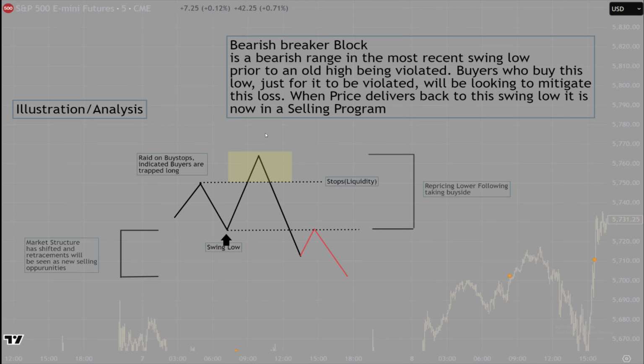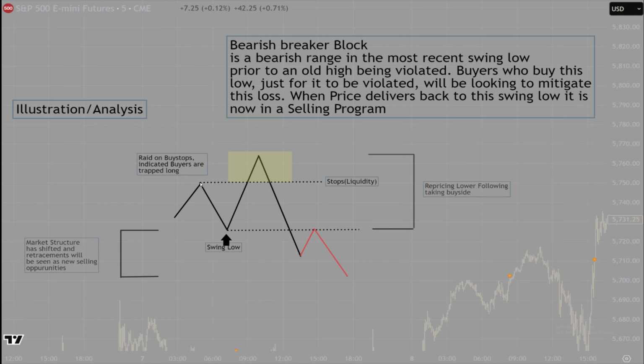So a bearish breaker block is a bullish range, the most recent swing low prior to an old high being violated. Right here. Buyers who buy this low, just for it to be violated later, will be looking to mitigate this loss when price delivers back, and when price delivers back to the swing low, it is now in a selling program. So what does all this mean?